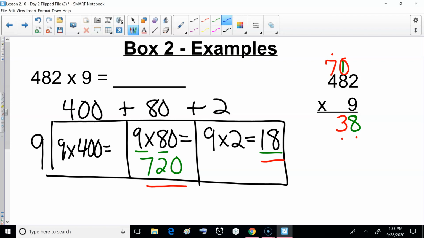And now to the last one, we have 9 times 400. So we're going to do 9 times 4 first, which gives us 36. Times it by 100 would give us 3,600. So the 9 times 4 would be this part, the 36, plus the 7 we've had from the 9 times 8. So 36 plus 7 is 43. So we get an answer of 4,338.